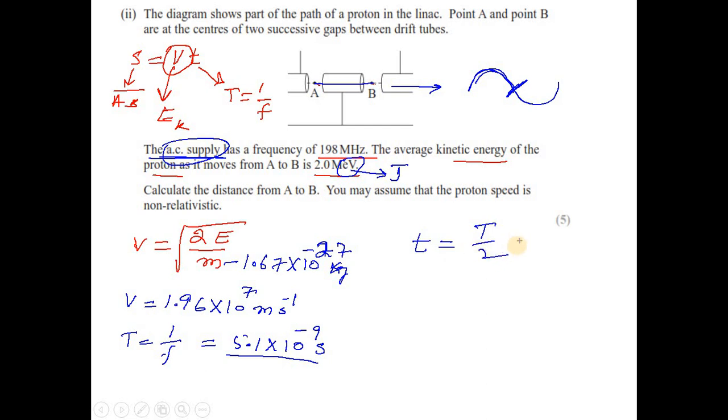Now we have a time, so you can use 5.1 × 10^-9 divided by 2. This is your time for only one tube, or between A and B. So you can use s = vt, and if you use that, you have a distance between the 2 points of 0.049, or you can say it is 4.9 centimeter.